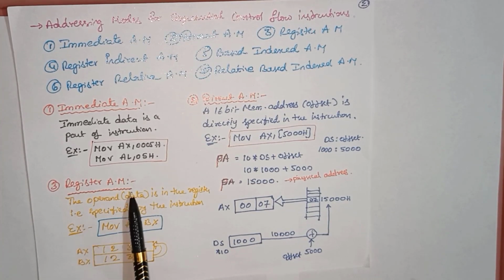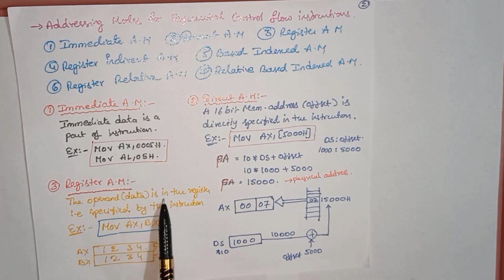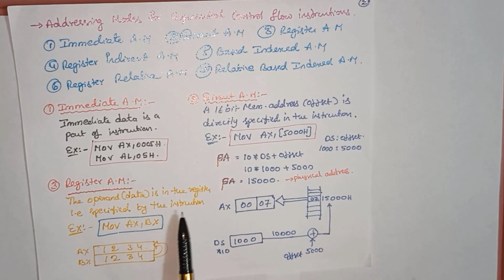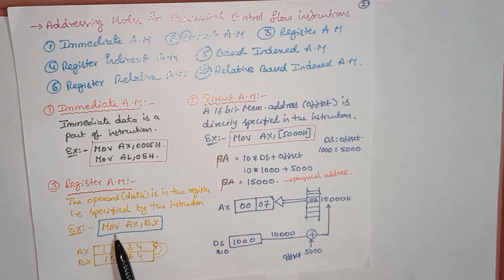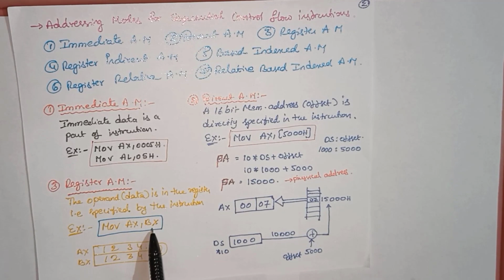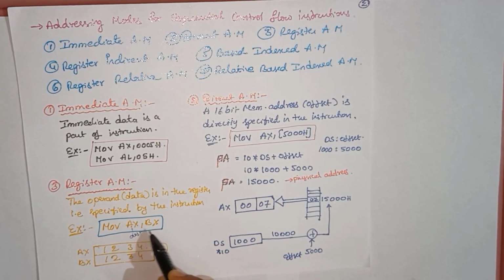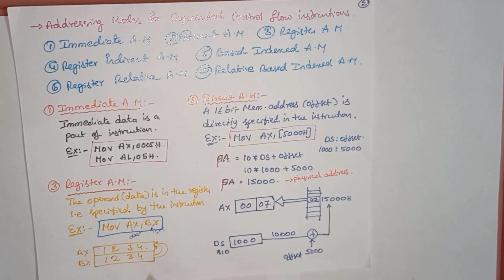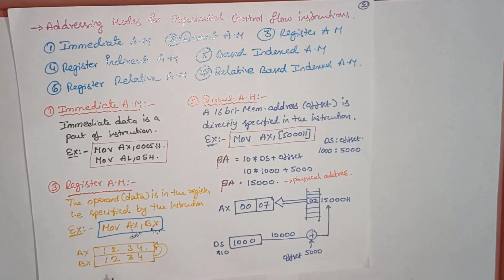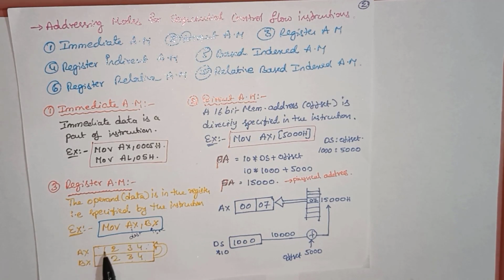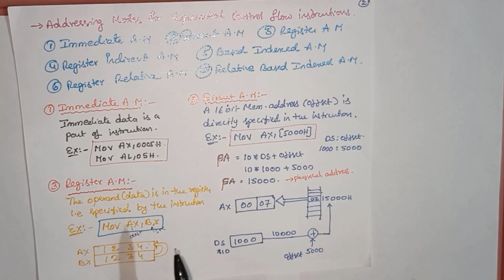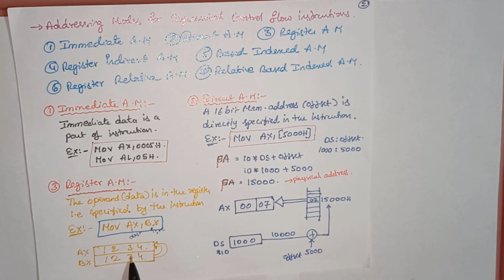Next coming to the register addressing mode. The operand is available in the register specified by the instruction. MOV AX, BX. Here I am using transfer instruction for the sake of understanding. This is destination and this one is source. Source operand 1, 2, 3, 4 will be transferred to the destination register AX, 1, 2, 3, 4. Here operand is available in the BX register.